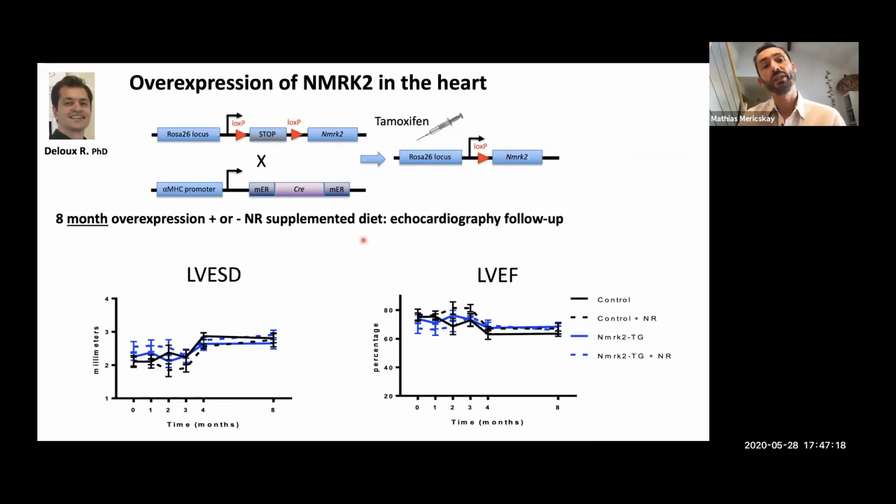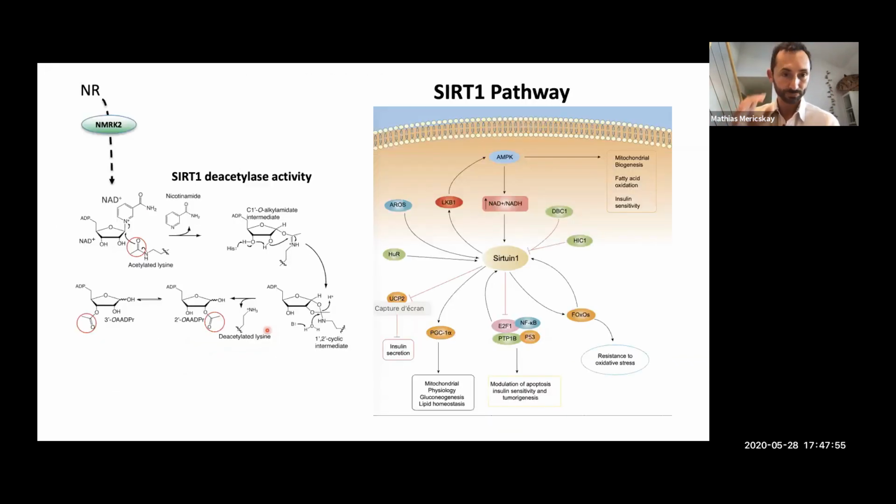We followed up the impact of NMRK2 overexpression over several months in these transgenic mice, because after all, it's an upregulated gene in disease context, and we wanted to be sure that it doesn't have a pathological impact by itself, like many genes sometimes which are overexpressed in heart. And at least for above 8 months follow-up, with or without NR supplemented diet, we could not see major differences in terms of left ventricular ejection fraction or end systolic diameter. So it doesn't seem to be overtly pathogenic at all in that context.